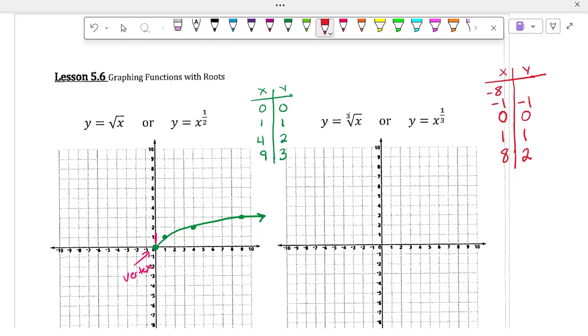And what is it? Negative 2. So what do you notice? What happened? They're not necessarily symmetrical, but what happened? Didn't they flip signs around the vertex? Yeah. So if I graph this, I would have (0, 1), (8, 2), and then (-1, -1), (-8, -2). So my graph would look something like this.